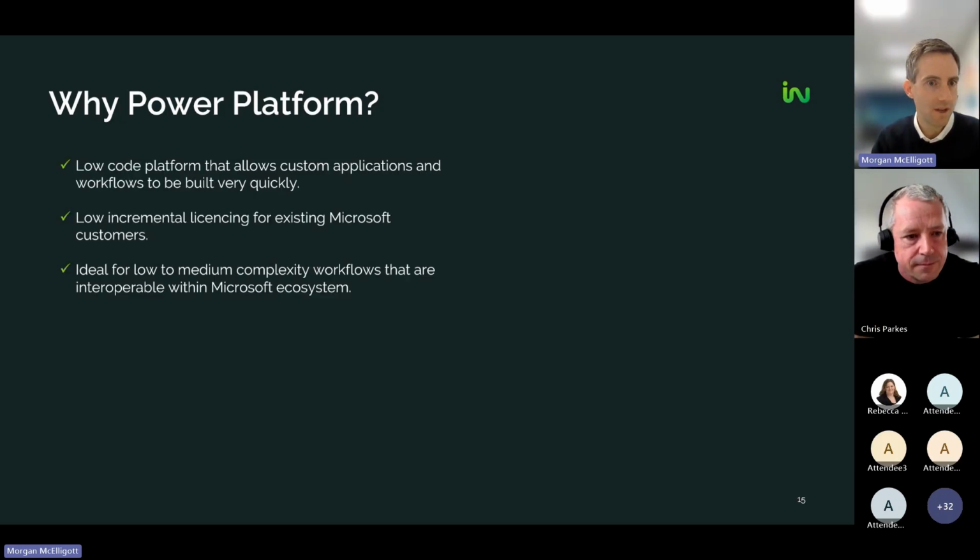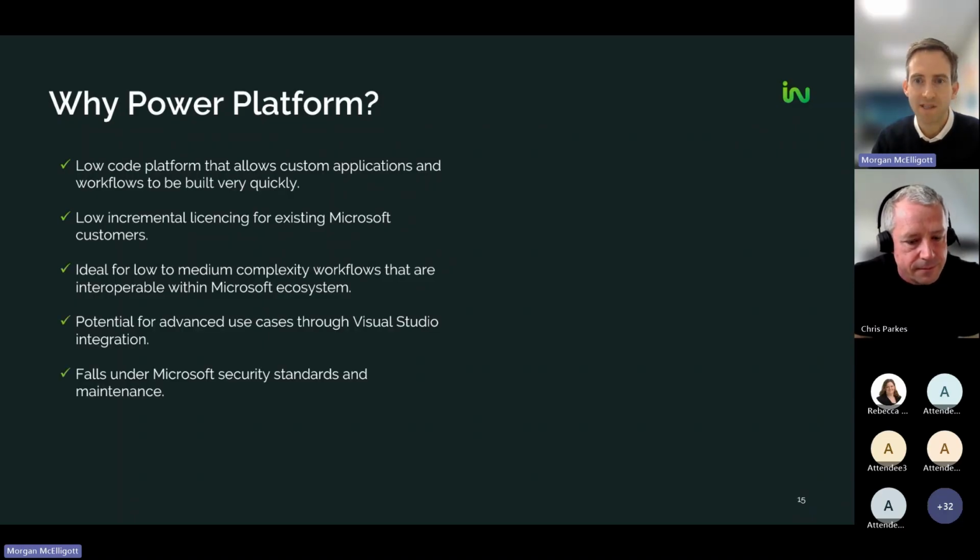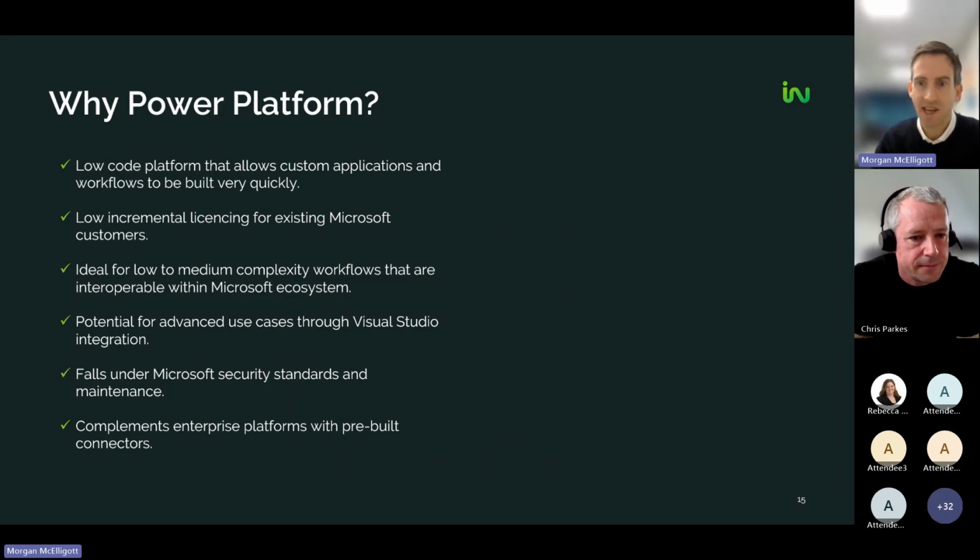So just to call out a few positives or benefits of the Power Platform. Firstly, it's a low code platform. So things that took months to build before can now be built in weeks, and they typically look a lot better. For those who are already an existing Microsoft customer, the extra licensing costs can be a no-brainer. So you're getting enterprise capability with low incremental cost. The ideal use case that we would point to is low to medium complexity use cases where you're looking to automate within the Microsoft ecosystem. But Visual Studio does allow you to push the capabilities even further into advanced use cases.